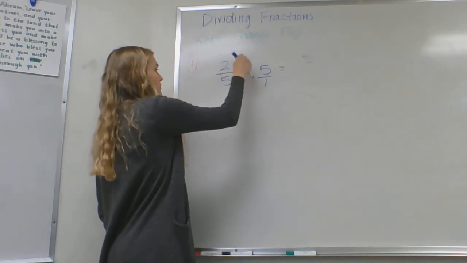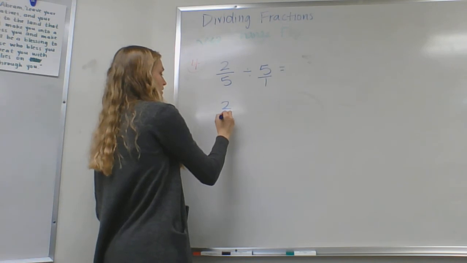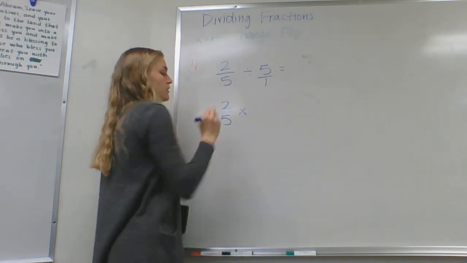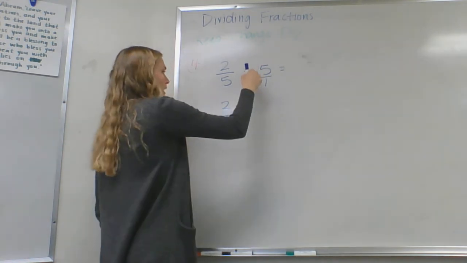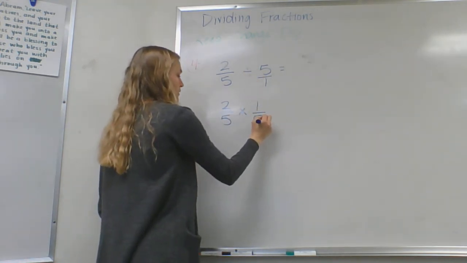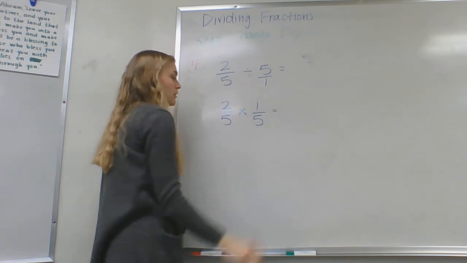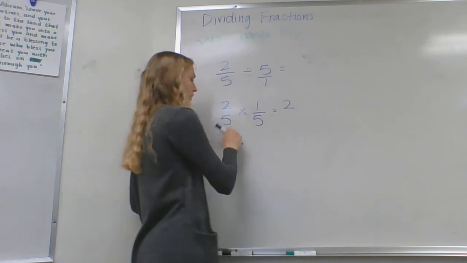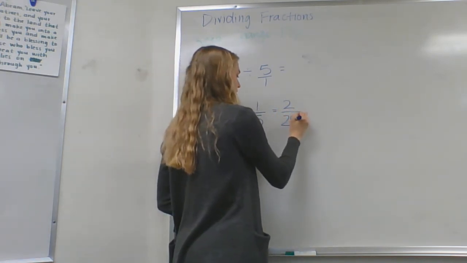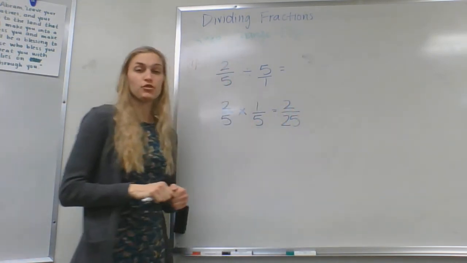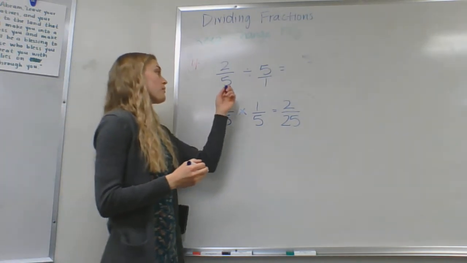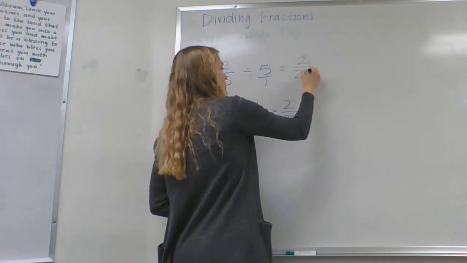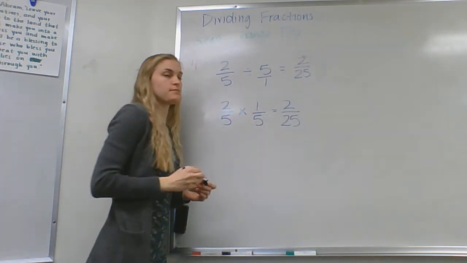Okay, so now we can keep, change, and flip. So we're going to keep 2/3. We're going to change our division to multiplication. And we're going to flip our 5 over 1 to 1 over 5. Right, and now we're ready to multiply. So we got 2 times 1, which is 2, and 5 times 3, which is 15. 2/15. There's your answer. So if you have 2/3 divided by 5, you get 2/15. All right.